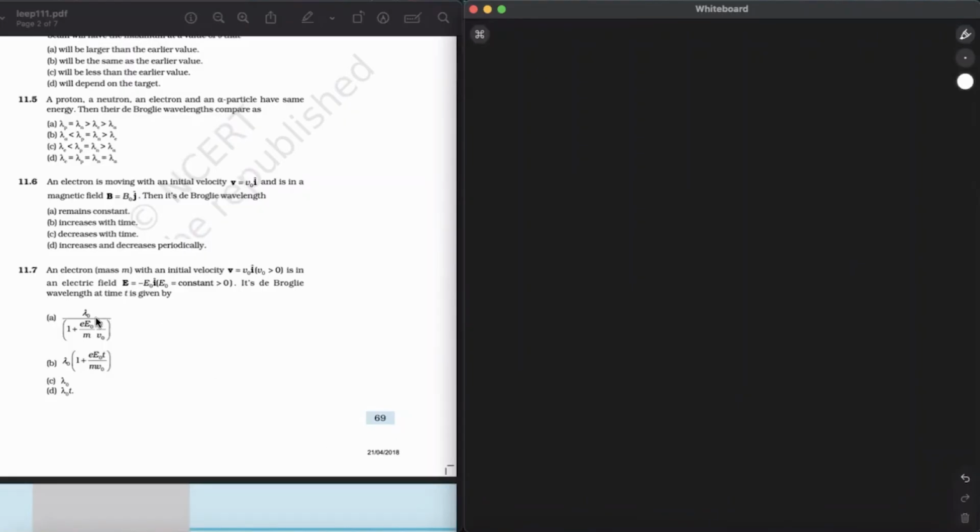Now, question number 7. An electron of mass m with an initial velocity v naught i cap is in an electric field. Its de Broglie wavelength at time t is to be found. Can I write the lambda initial, at time t equal to 0, as h upon m v naught? Okay, this is the initial. What force is acting on the electron? q times E.